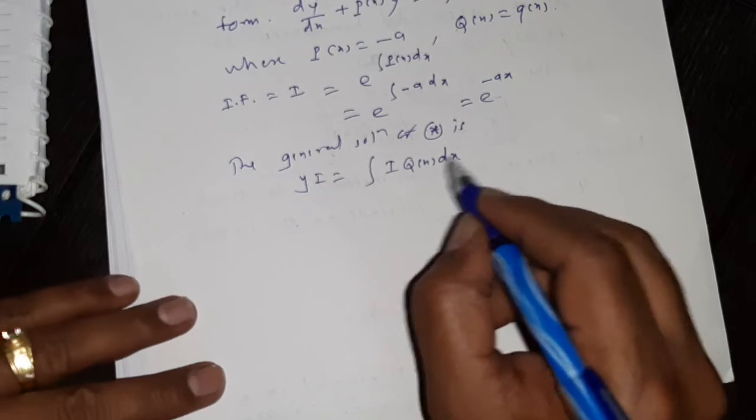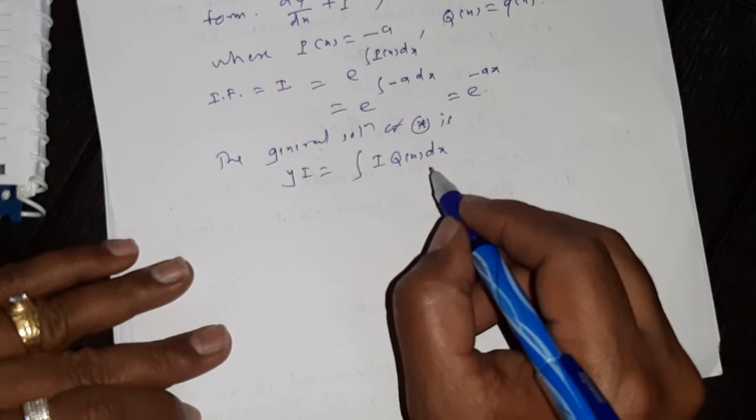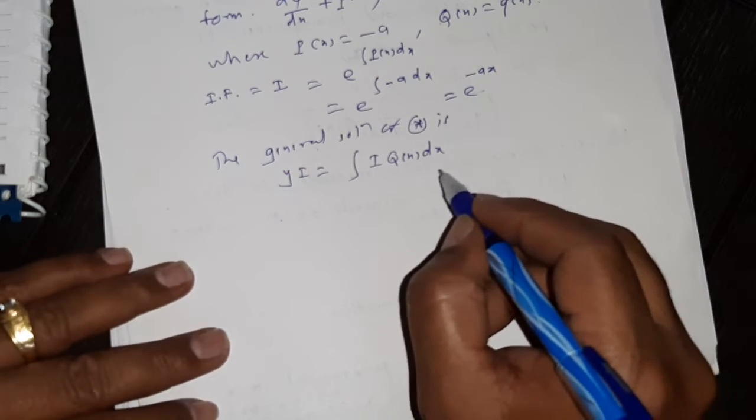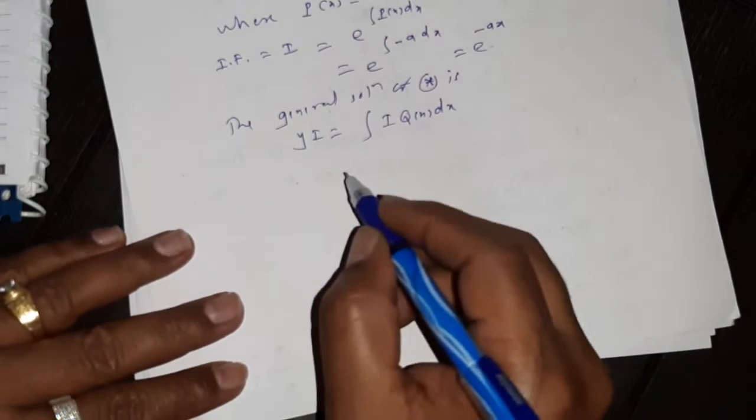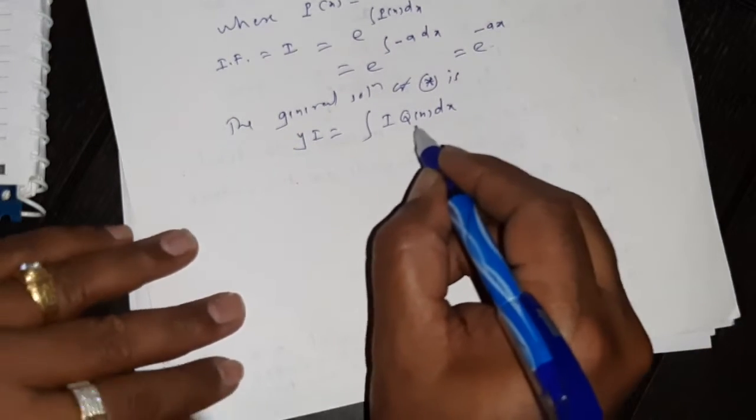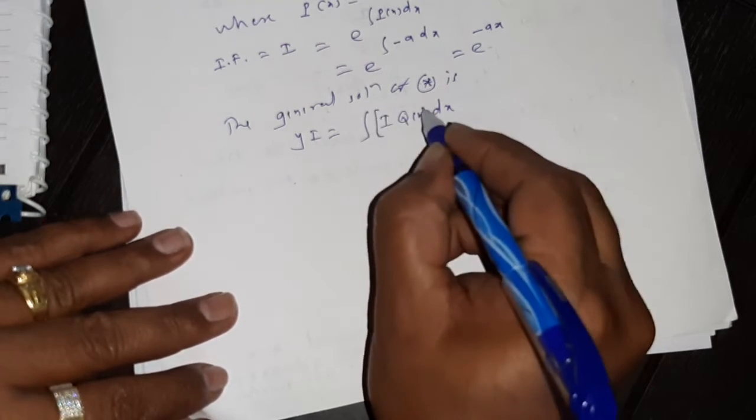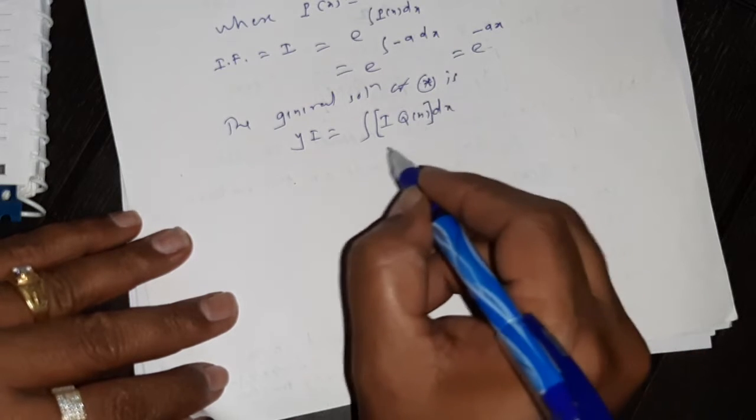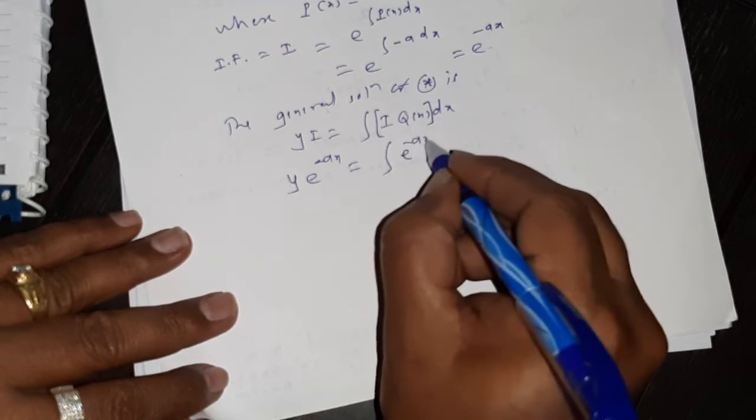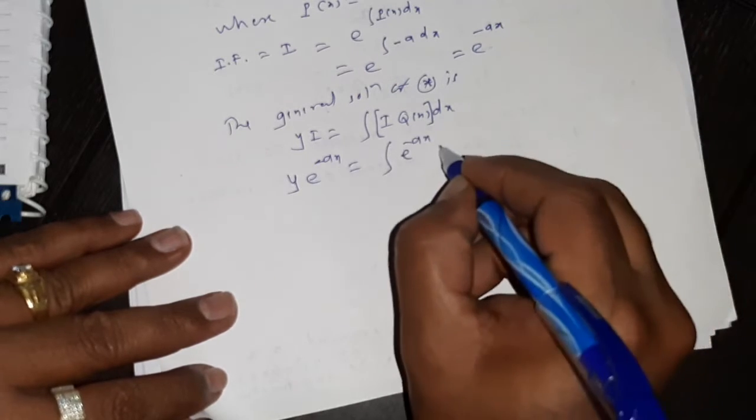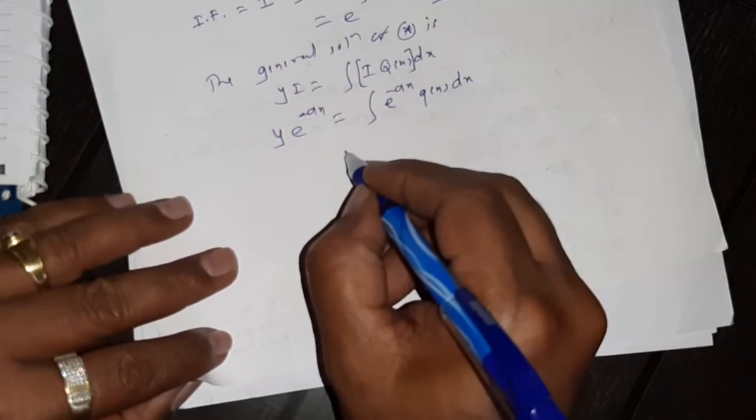So here we are going to find a particular integral, and a particular integral does not contain any arbitrary constant. So don't add this constant of integration; find the integration without adding the constant. So y I is equal to integration I into Q(x) dx. So what is I? e raised to minus ax. And Q(x) is small q(x), or capital Q(x), that depends on the notation.